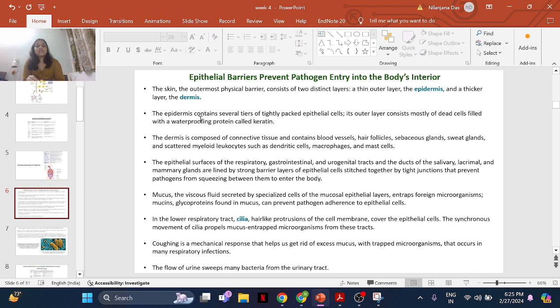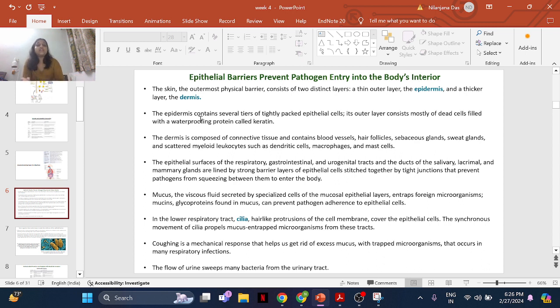In the lower respiratory tract, as I told, there are certain hair-like structures known as cilia. They are protrusions of the cell membrane and cover the epithelial cells. They move synchronously so that they trap these microorganisms which are trying to enter through our respiratory tract, and send them away. They remove them.